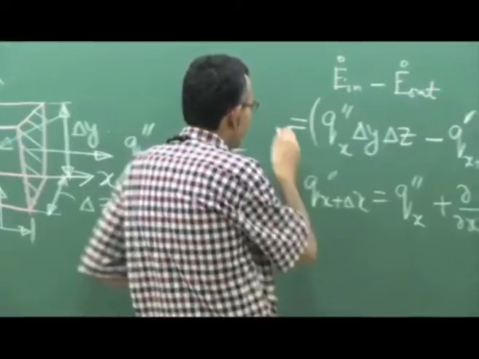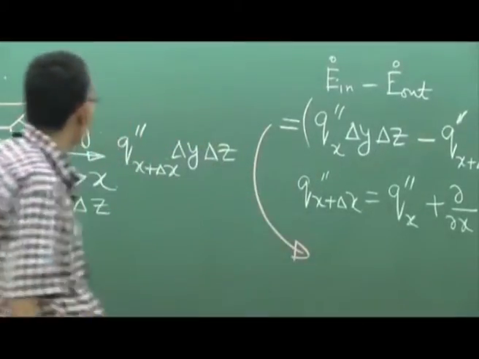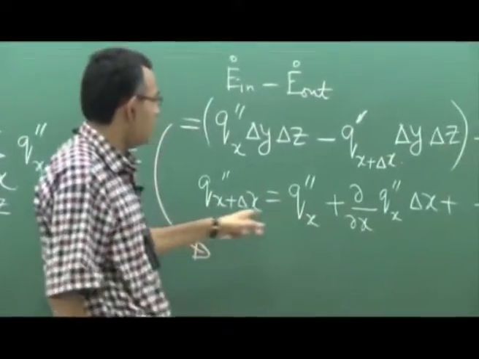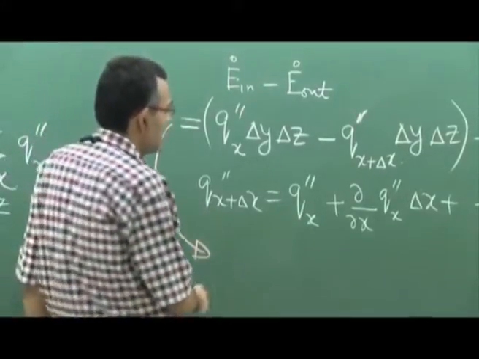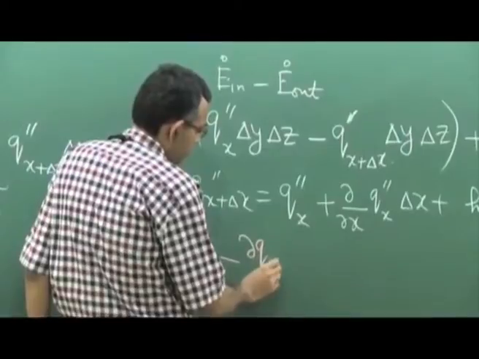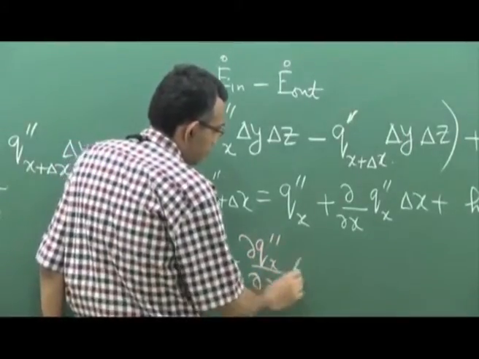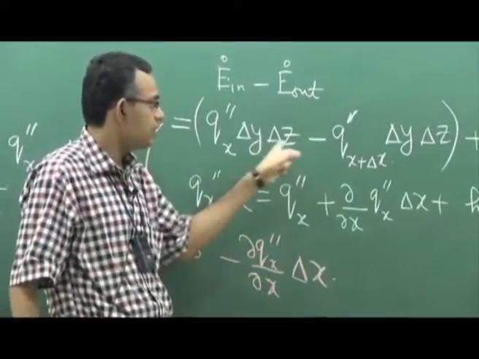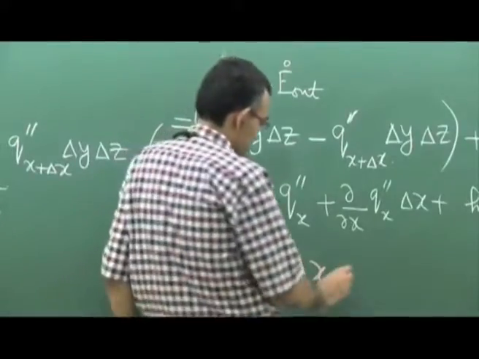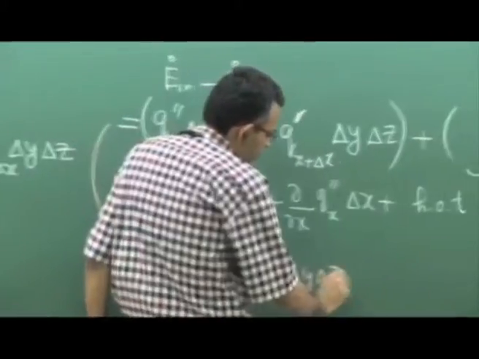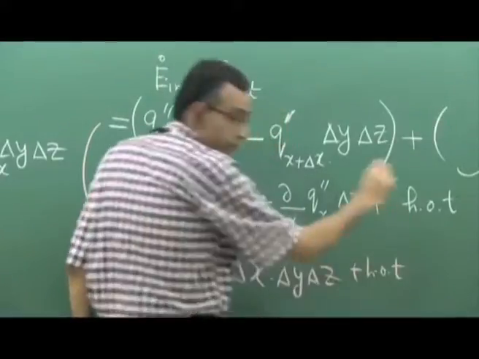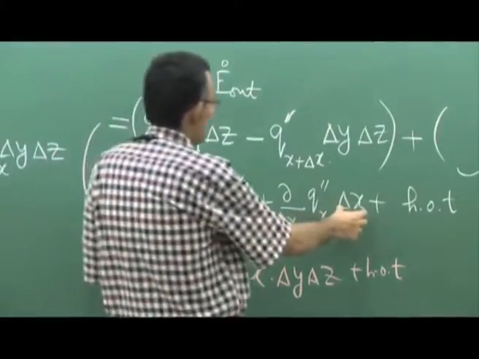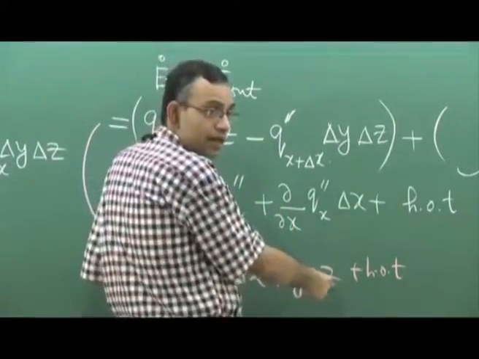So, you can simplify this term and write q double prime x minus q double prime x plus delta x, that is equal to this times delta y into delta z plus higher order term, right. So, this delta x multiplied with delta y delta z becomes delta x delta y delta z.